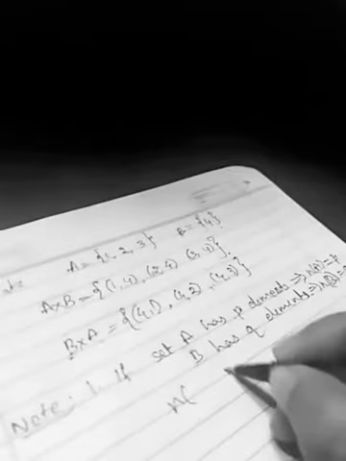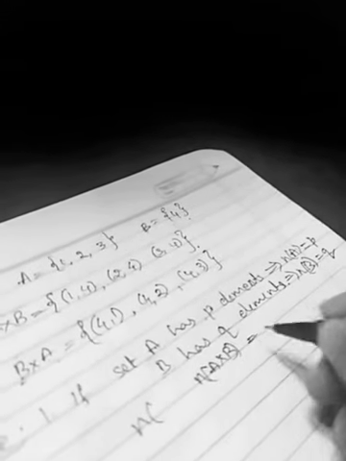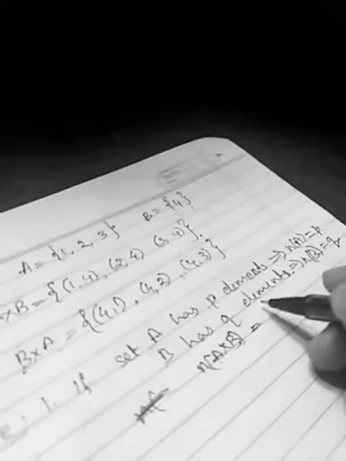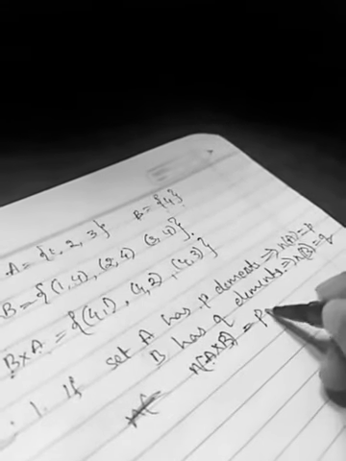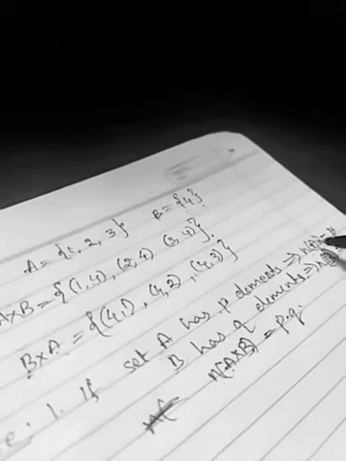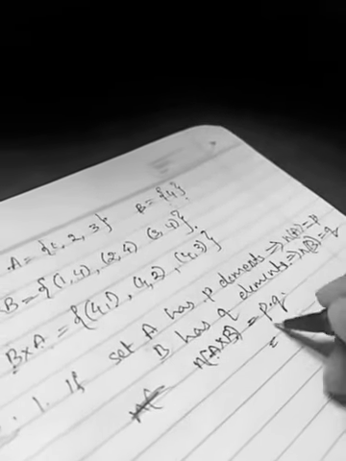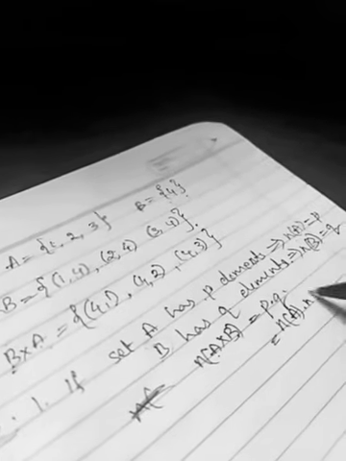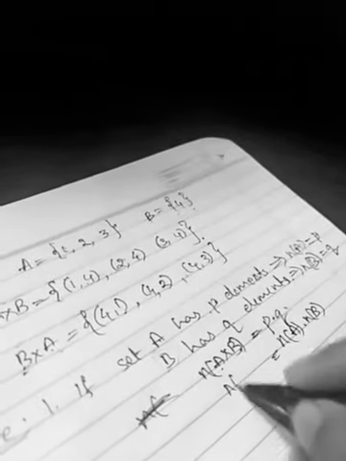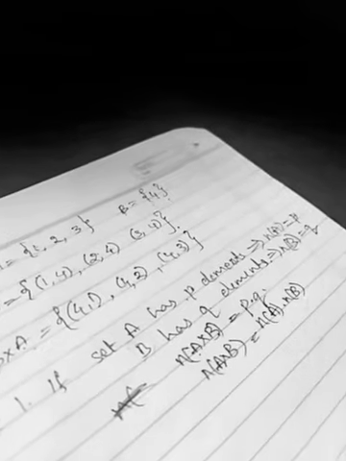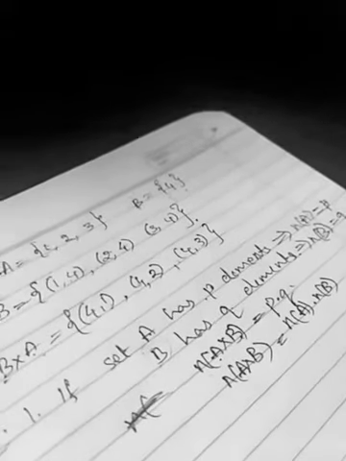Then the number of elements in A cross B, that is n of A cross B, is the product of p and q, the product of the number of elements in A and the number of elements in B. That is n of A into n of B. So n of A cross B equals n of A into n of B. So this is the first note.